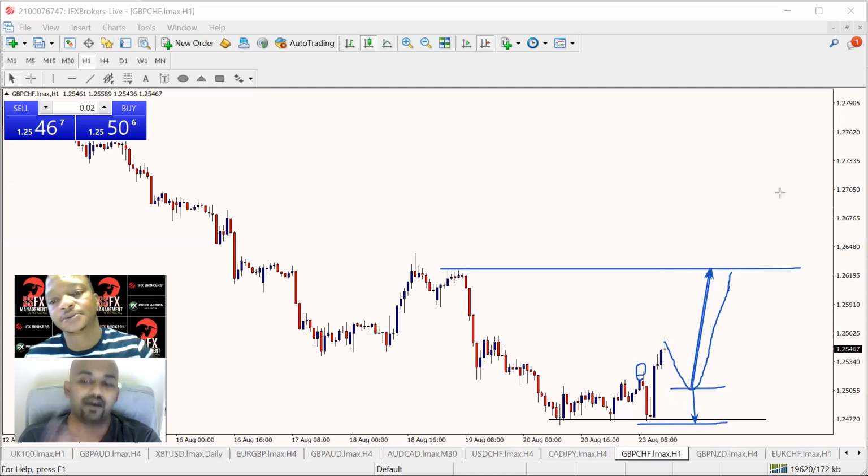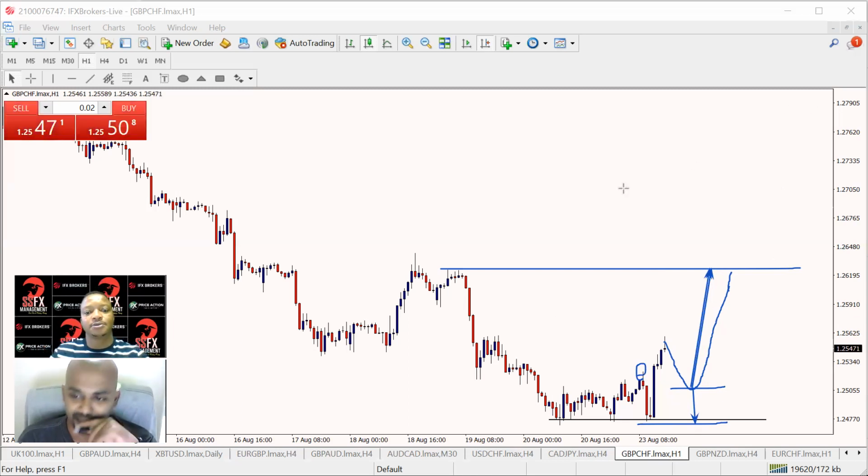Okay, it's very simple. Price breaks this high, goes back to test, you sell it going down. So now we are waiting. If it gives us a pattern here, something like this, we'll buy it there going up.